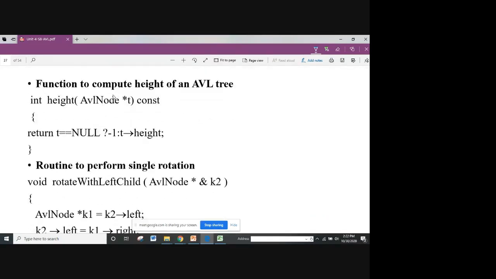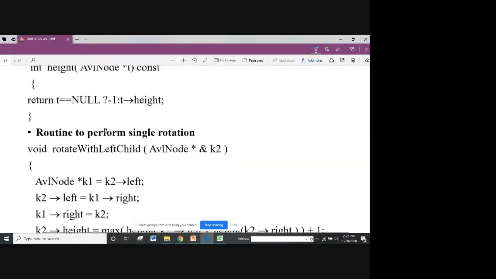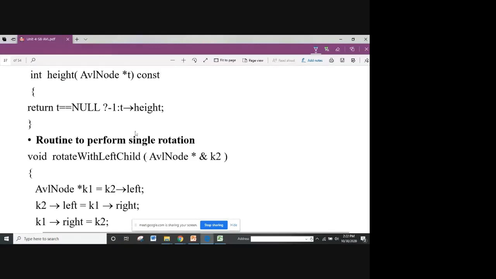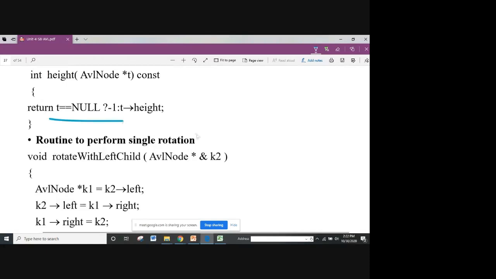So to find the height, everything I told now is given over here. Just have a look. I'll just tell you the concept. You have a look into it. If you have any doubts, tell me. Once again, I will explain the code in the class. So here it is giving the height.